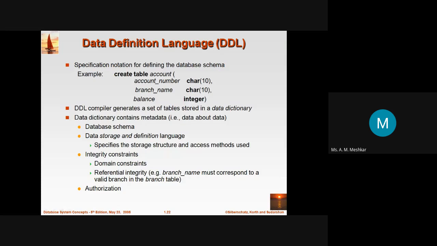Means how you are going to store the data. So the basic table design comes under such instructions, which are part of data definition language. So data definition language basically deals with the design and structuring of the database. So these are two basic languages of the database system, that is DDL and DML. DDL, data definition language, DML, data manipulation language.